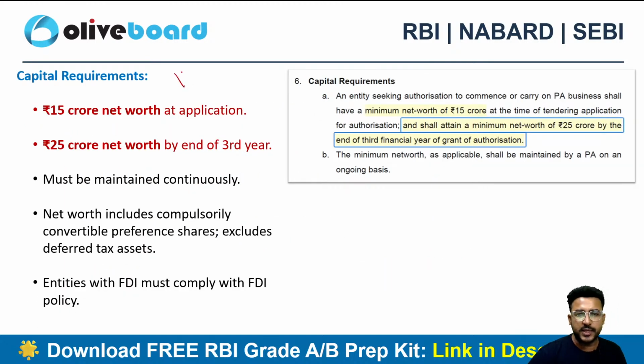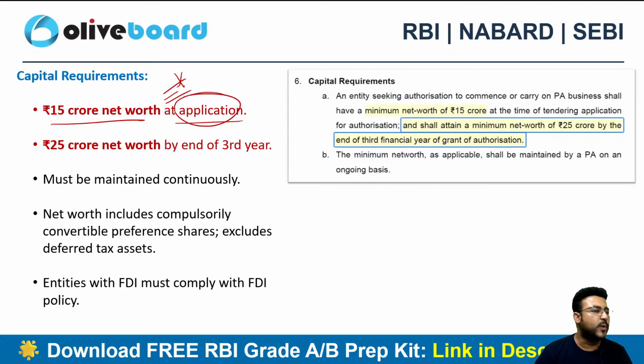This will be the most important part of this particular circular, the capital requirement. Now, what are the capital requirements? 15 crore net worth is required at the time of application. If you want to become a payment aggregator, you need to have at least 15 crore worth of capital, right? Net worth at the time of application.